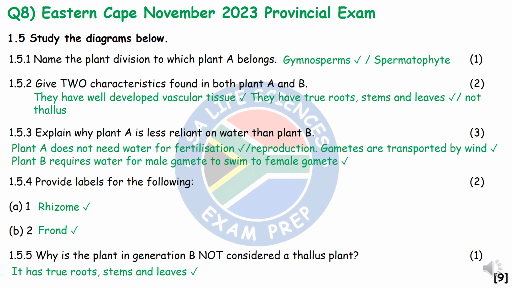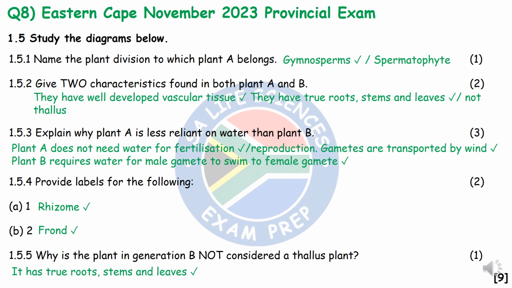Remember that pteridophytes have a prothallus, which is the gametophyte structure. Prothallus and thallus are not the same structure. The prothallus is found in gametophytes only, and it is heart-shaped.